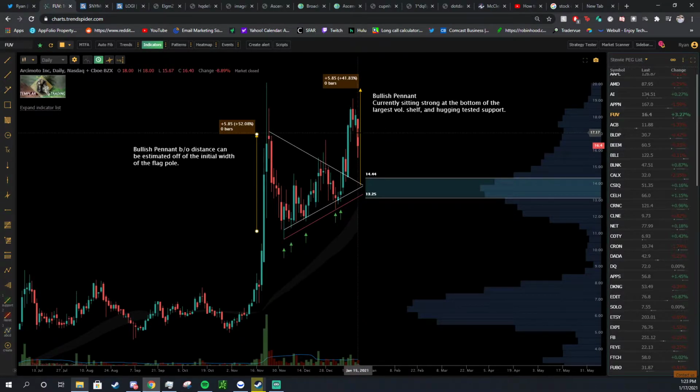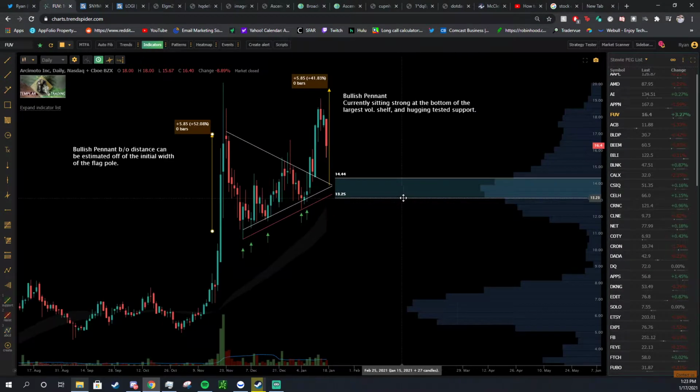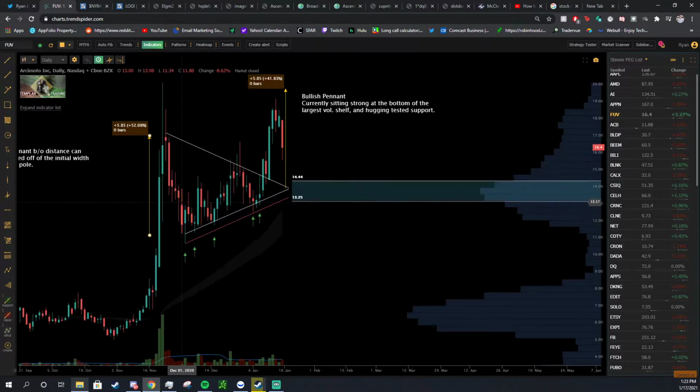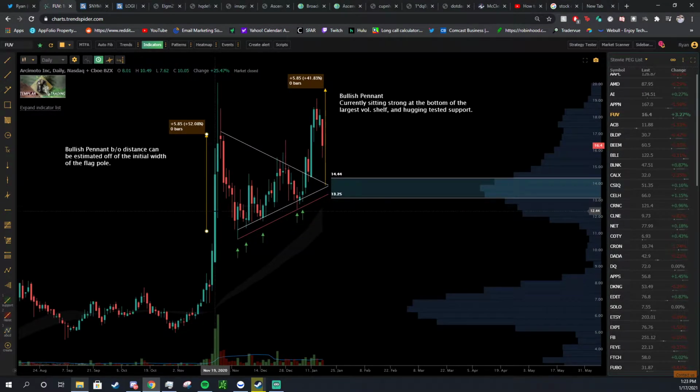Then we see the Friday sell-off, which obviously is why we need to pay attention to market sentiment. And then also you can see that we had this beautiful volume shelf here because we had all that volume come in from the gap up day, and then also the consolidation of a couple weeks. So pretty much a flawless symmetrical triangle breakout there.